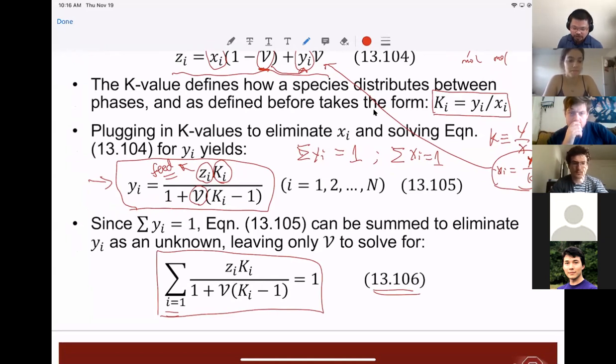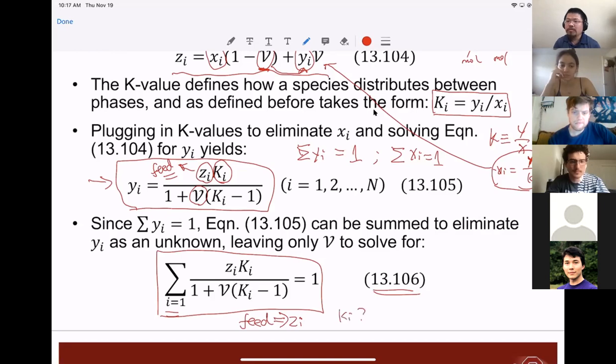Well, we know the zi. Zi is from the feed, right? But we don't know the ki. How about the ki? We don't know the ki. And the whole purpose of this equation is we try to figure out the v after the treatment, after manipulating temperature and pressure by the flash process.